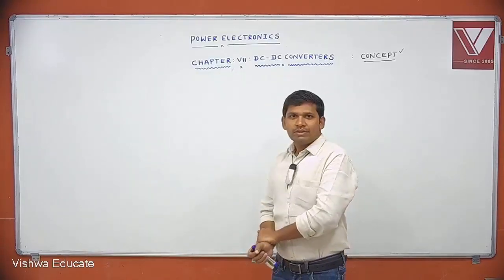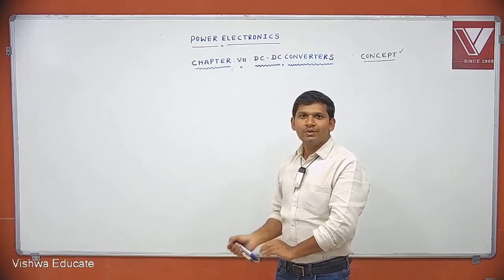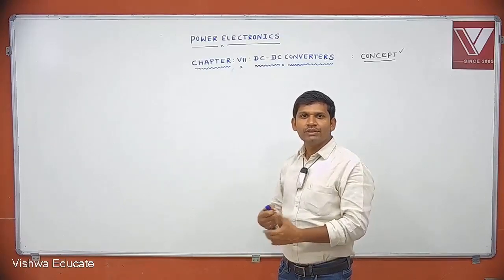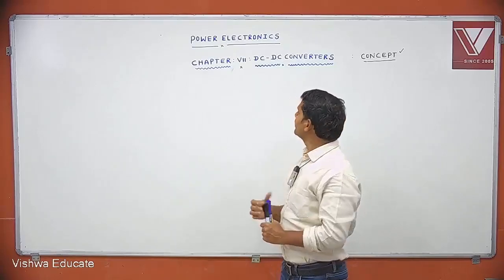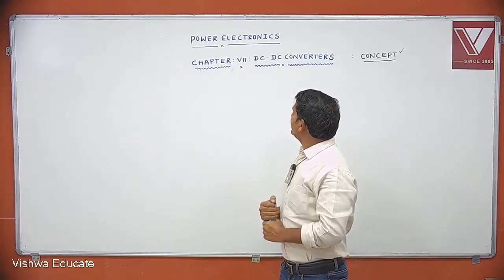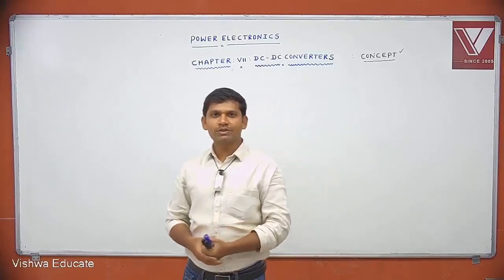Till now we've seen so many converters: AC to DC converters and DC to AC converters, the AC voltage controller and the cycloconverter. This is one more converter in power electronics, the DC to DC converter, that is choppers.